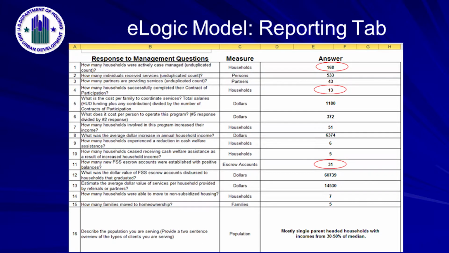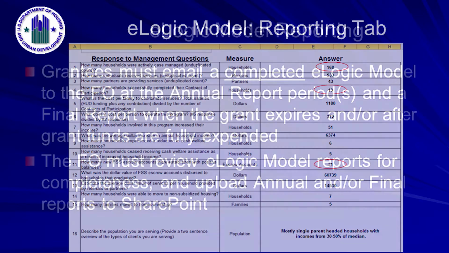The Reporting tab. Since the inception of the grant, the grantee is responsible for tracking their responses to the management questions. Management questions are narrative questions that grantees must answer at the annual or final reporting period. Responses to the management questions should be listed in a numerical response only. A field office should never accept responses to management questions that contain alpha characters or special characters.